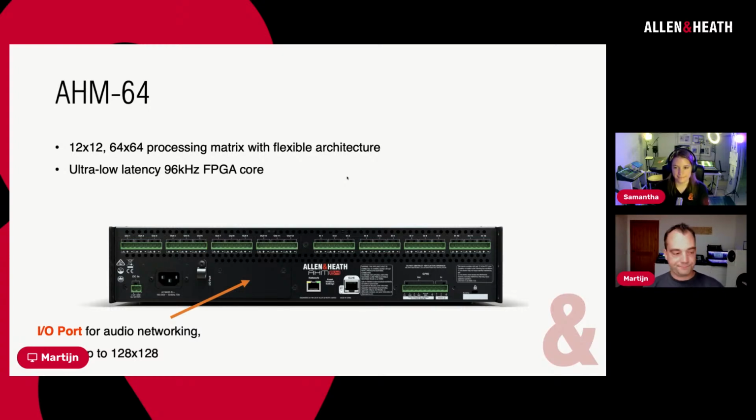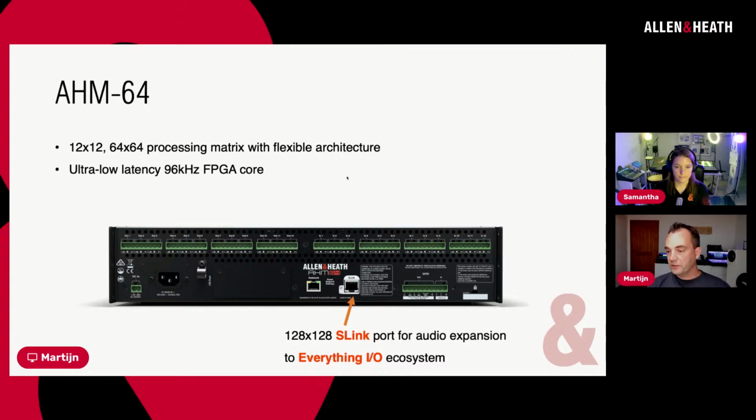So we have an I/O port which can do up to 128 by 128 channels of audio at 96K. The Dante card does 64 channels at 48 or 96. And the upcoming S-Link card, where we need version 1.24, can do 128 by 128 channels at 96K. And of course, we have our S-Link port, which is built in. We can use our everything I/O unit.